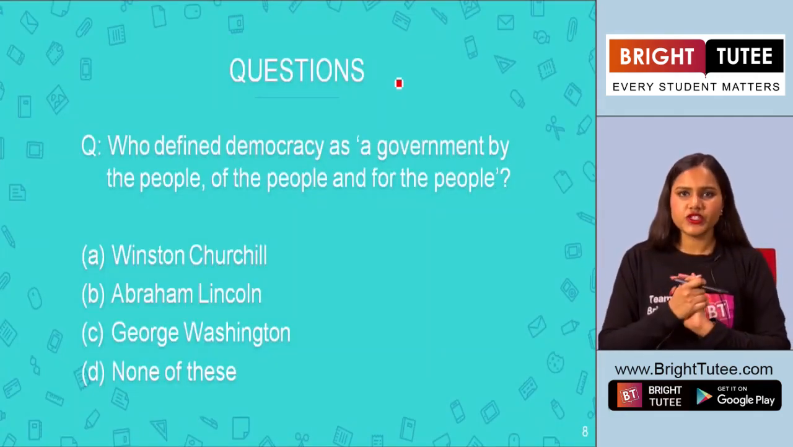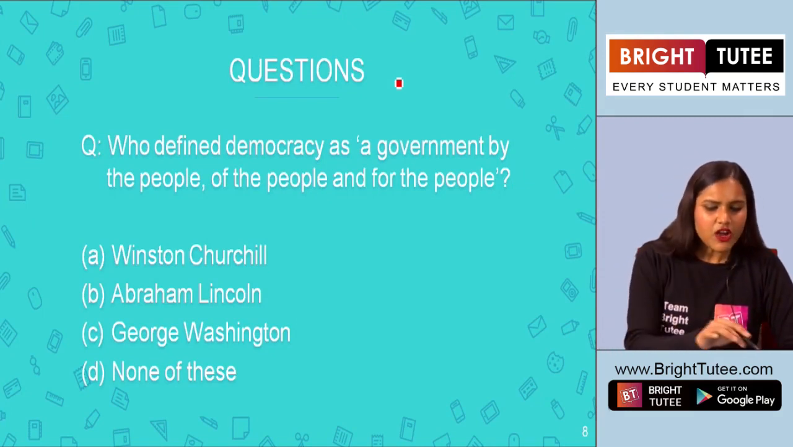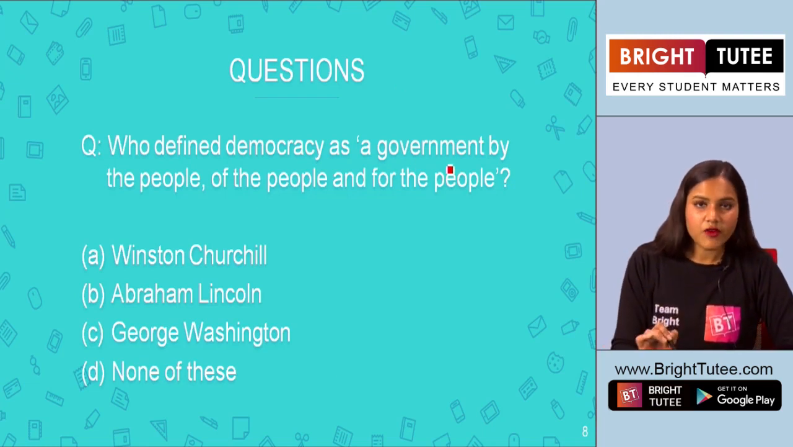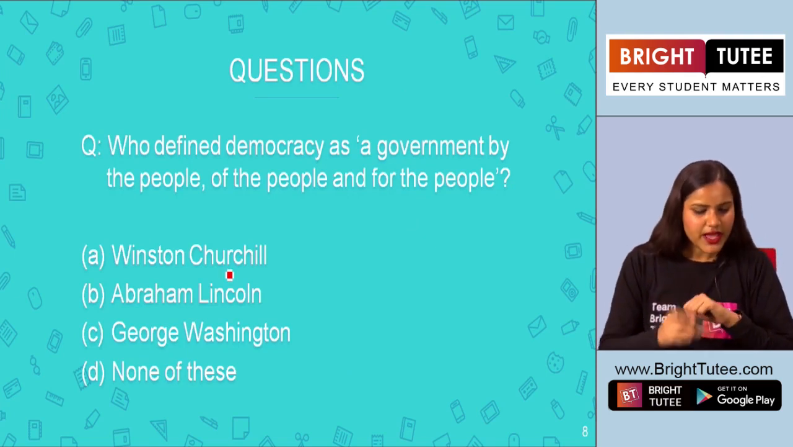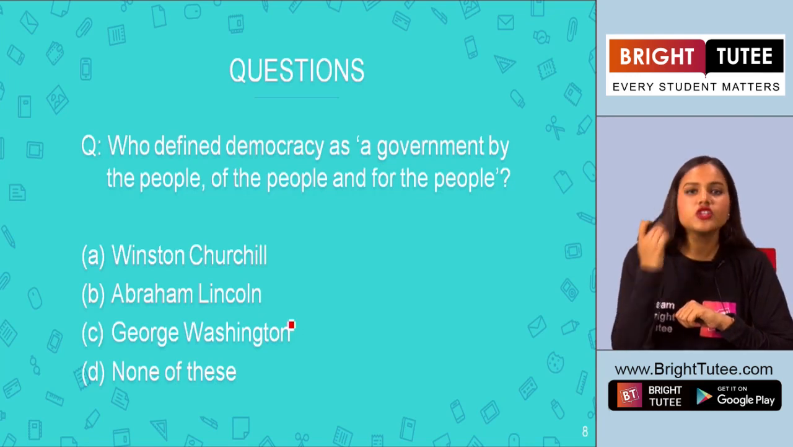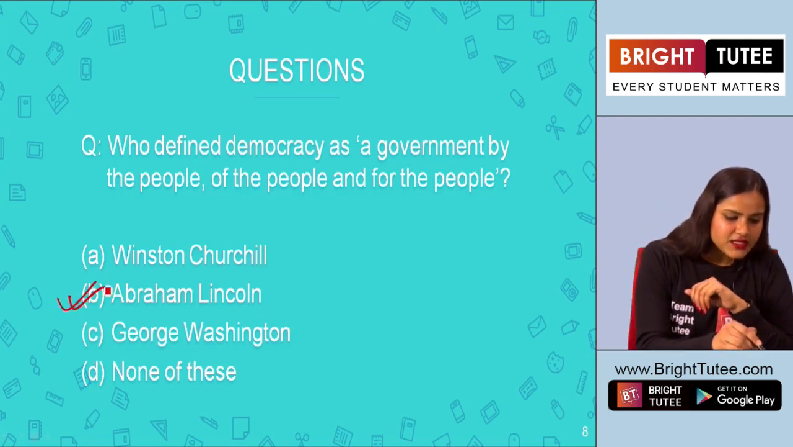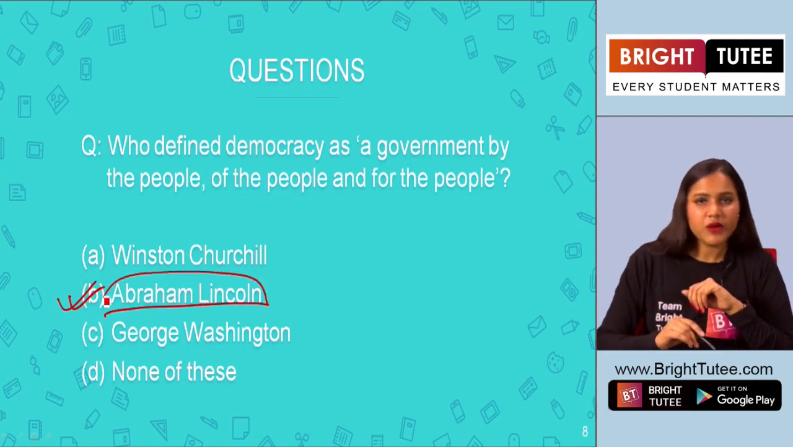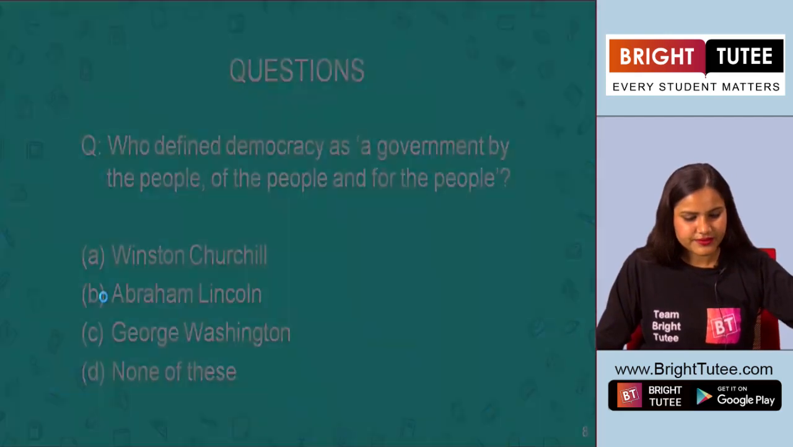Now coming to the question section here, students, we have a few questions related to the topic. Now, who defined democracy as a government by the people, of the people, and for the people? The options are Winston Churchill, Abraham Lincoln, George Washington, and none of these. So what should be the correct answer here? Yes, the correct answer here is B, that is Abraham Lincoln. He was also the President of the United States of America.